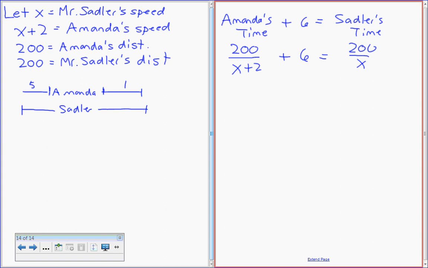What's my domain for this question? What is Mr. Sadler's possible time? Good, but just in general, what's my possible time going to be? 0 to infinity. Okay, let's be realistic, it's going to be a little less than infinity. But mathematically, it has to be positive time, right? We're going forward. So we're going to say x is greater than 0.